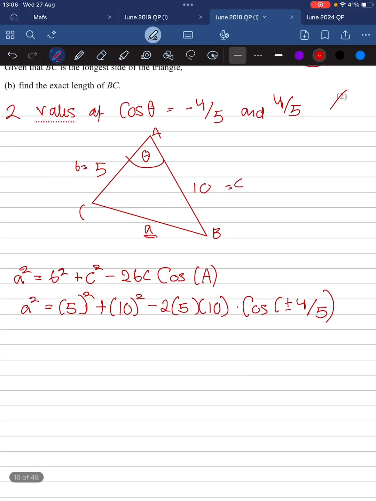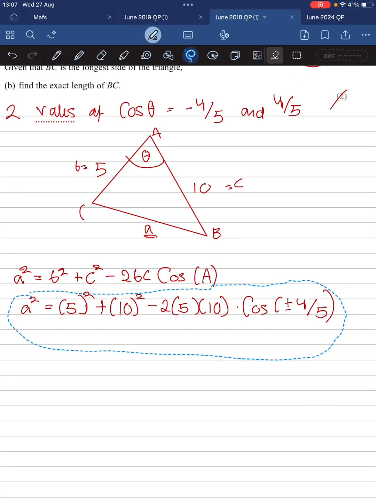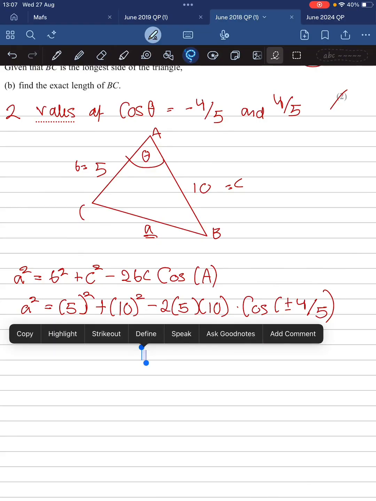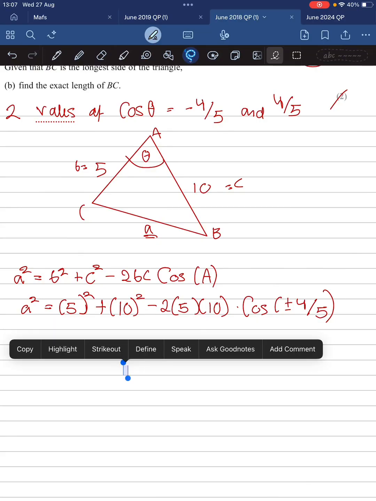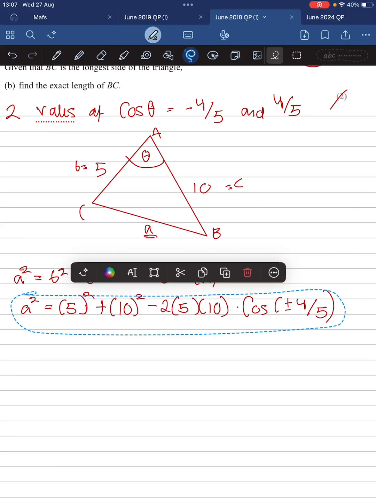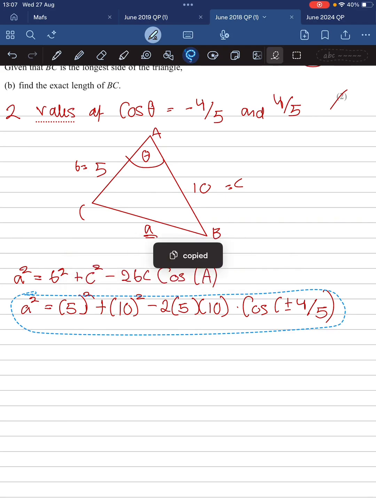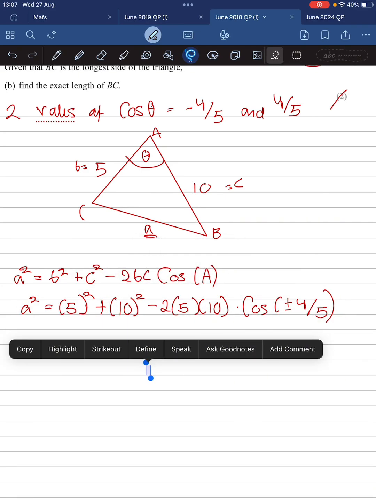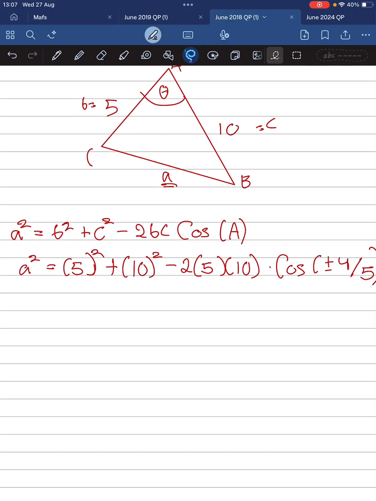Matter of fact, I'm going to copy this. Okay. Hopefully be able to paste it. It's not letting me. Hold on. I'm going to copy that. Copy. There we go, it's copied now. It's not letting me. I'm just going to rewrite it.